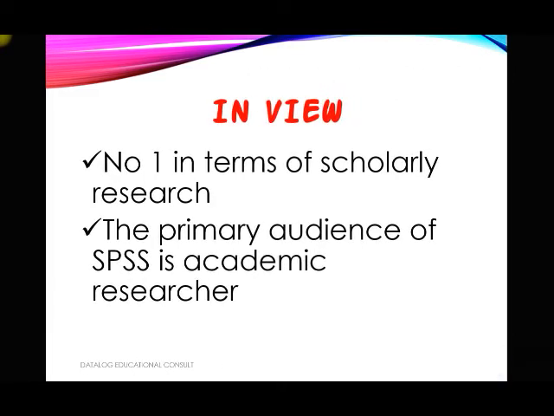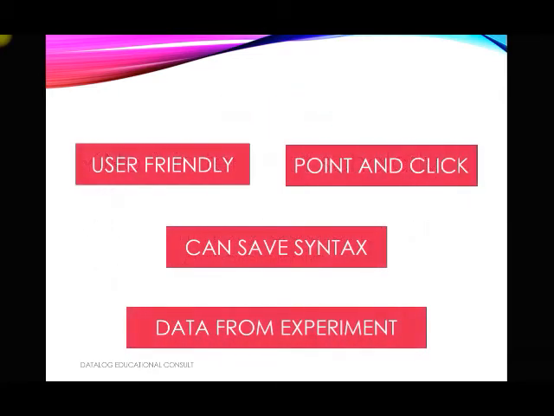Now, SPSS in view. SPSS is the number one scholarly research software. That is, in the field of research, SPSS is viewed as number one because the primary audience of SPSS is the academic researcher. And why is it the number one? SPSS is number one because it's user-friendly.